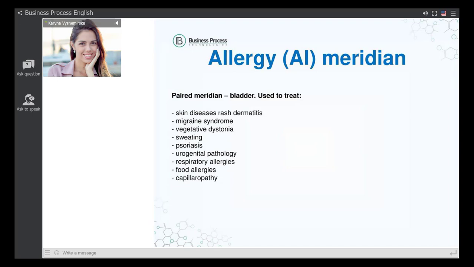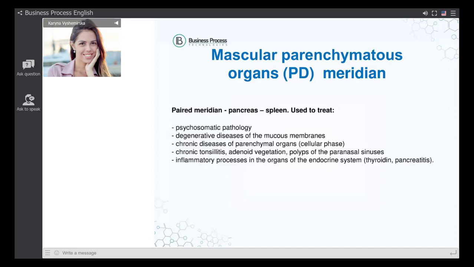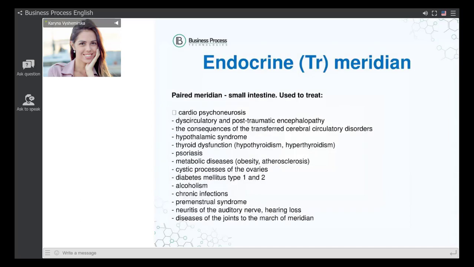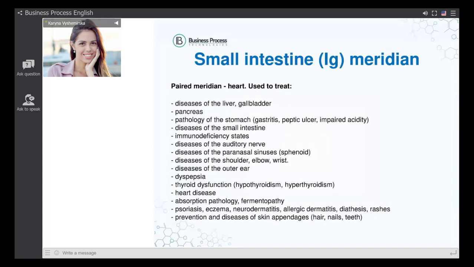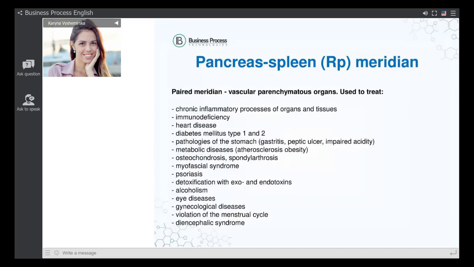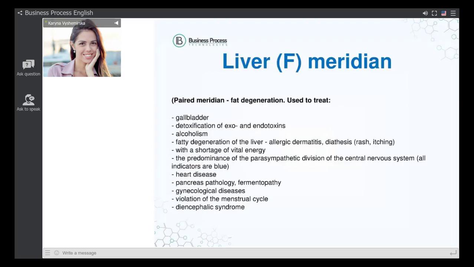Allergy meridian, its paired meridian is bladder as well. We have 24 different meridians, so it's a huge list basically. Here you can find 20, the classical Chinese, and the fall meridians. This is a very interesting therapy. This is a very interesting technology.